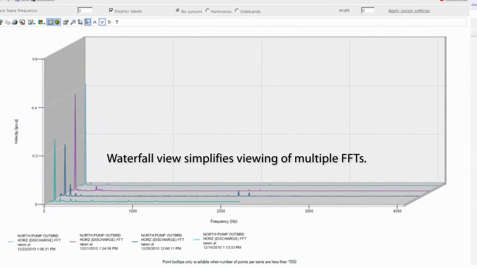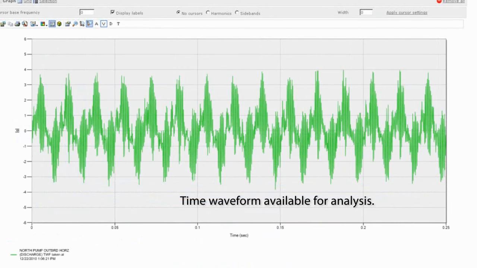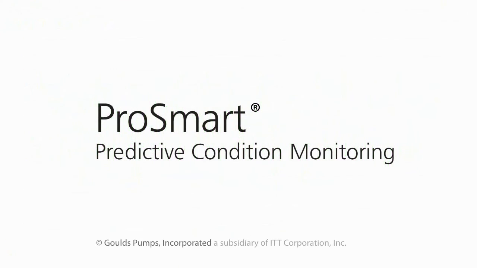The system provides you FFT data, which you can compare with historical FFTs to evaluate the current condition versus baseline data and assess the problem severity. ProSmart also gives you time waveform data for root cause analysis. All of the ProSmart system's features are standard, and the system operates remotely and continuously, giving you the data and control you need to make timely, accurate decisions.